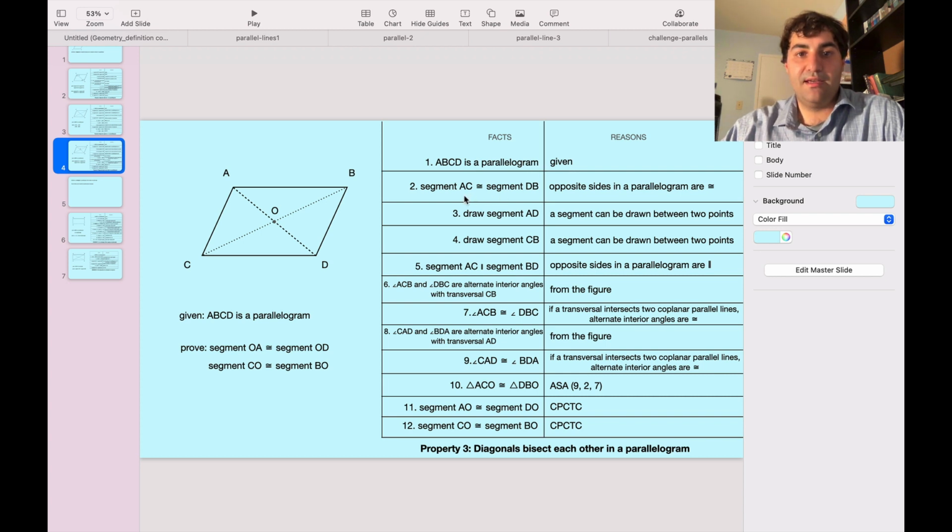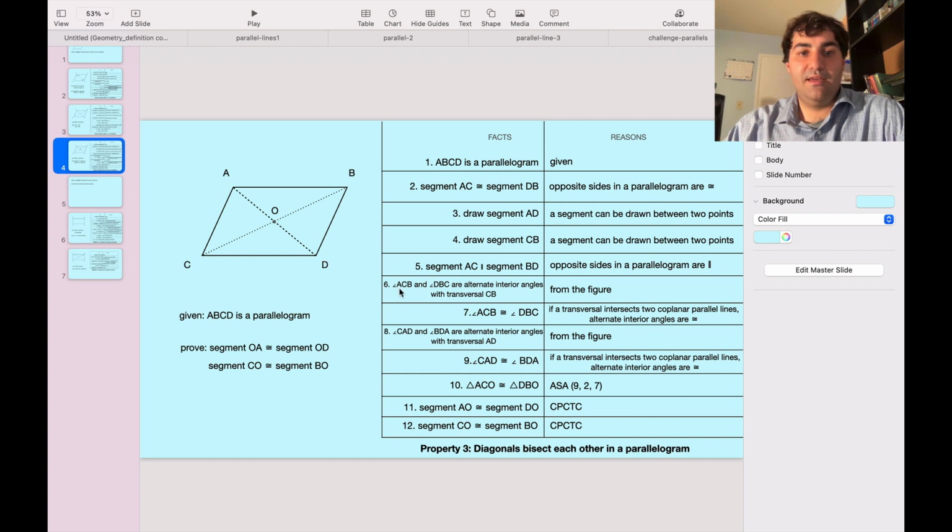And we know that segment AC is congruent to segment DB. And I can use the reason that opposite sides in a parallelogram are congruent. So I'm going to draw segment AD, and I'm going to draw segment CB. And I can do that because a segment can be drawn between 2 points. We know that segment AC is parallel to segment BD because by the definition of a parallelogram, opposite sides are parallel, right?